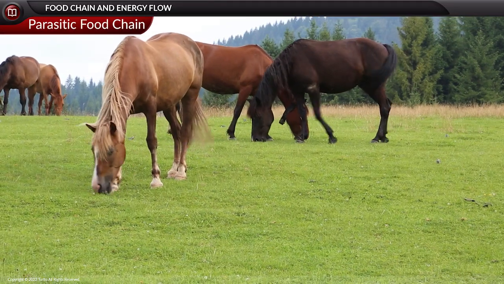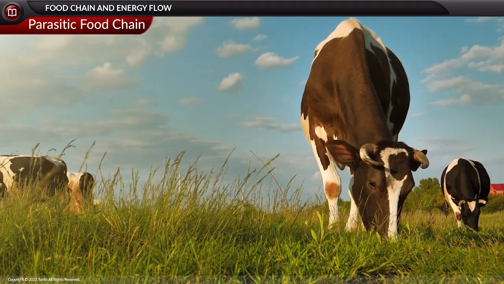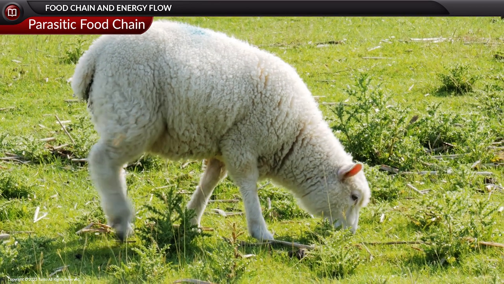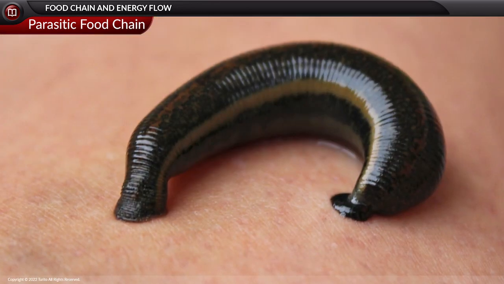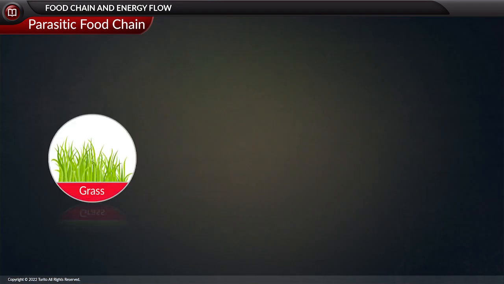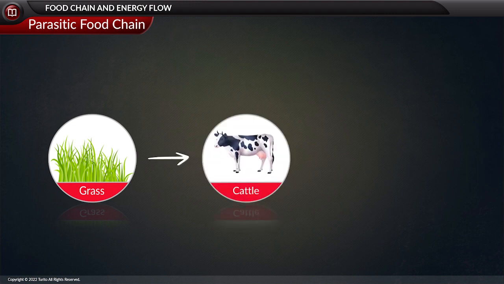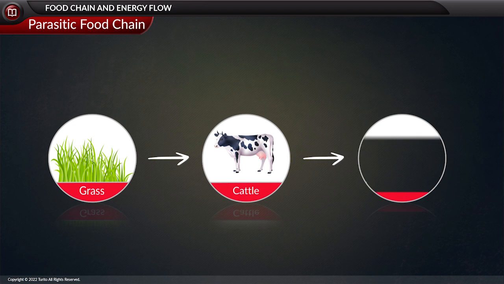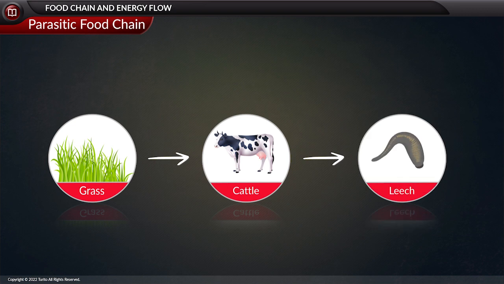A parasitic food chain begins with a producer, but energy flows from larger to smaller animals and ends in a parasite. An example of the parasitic food chain comprises grass being the producer at the first level, cattle being the larger animal at the second level, and leech being the smaller organism at the third level.